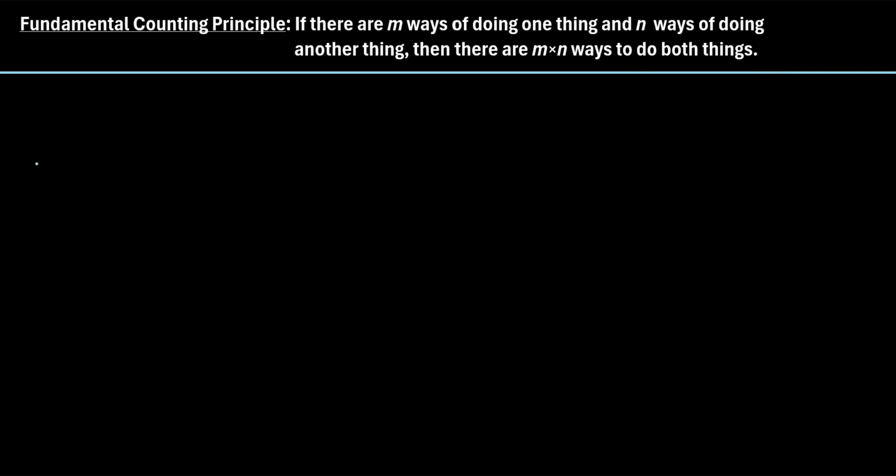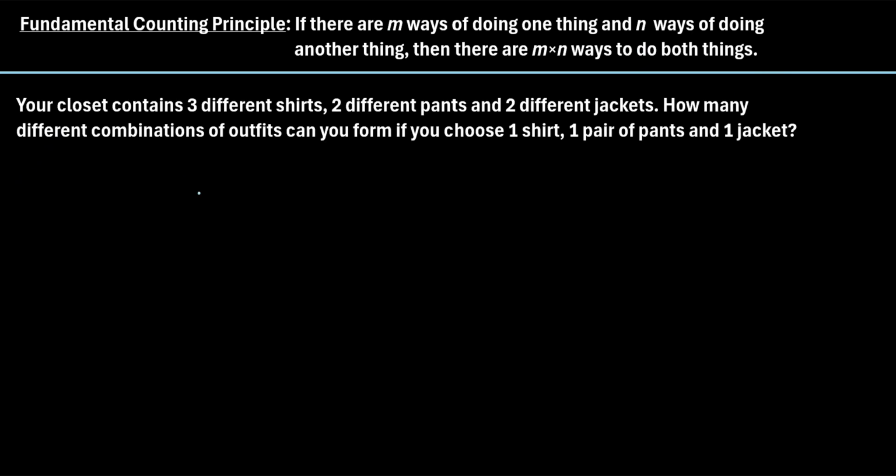to solve word problems. Alright, this problem says your closet contains 3 different shirts, 2 different pants, and 2 different jackets. How many different combinations of outfits can you form if you choose 1 shirt, 1 pair of pants, and 1 jacket? So one way to apply the fundamental counting principle to solve this problem is we could actually write out every single possible combination in what's known as a tree diagram.